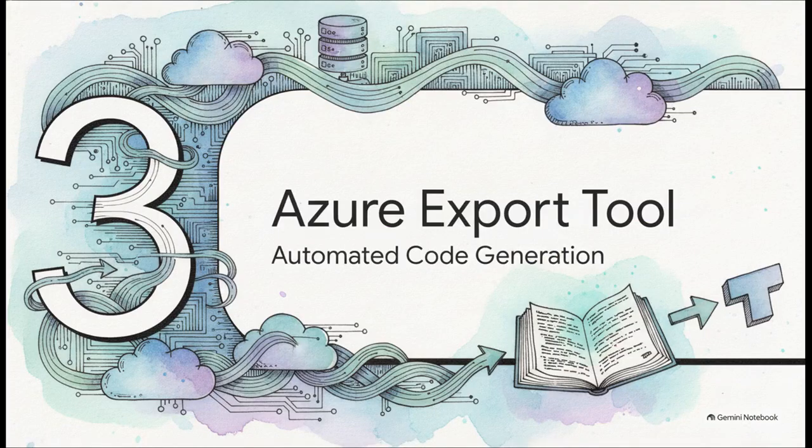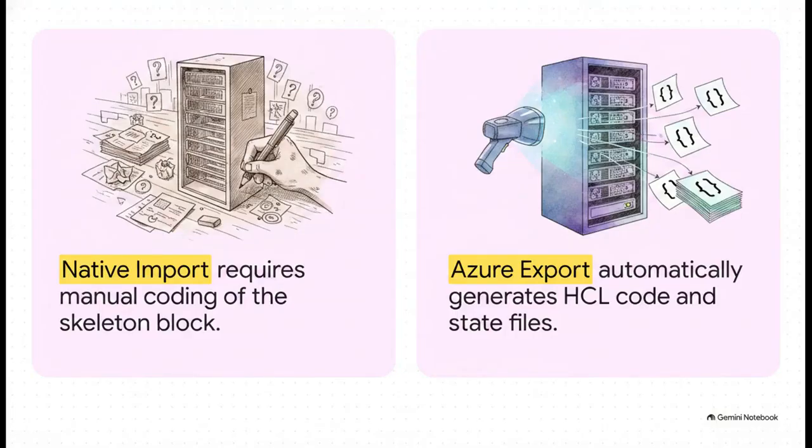Thankfully, we've got Section 3, Azure export for Terraform. When we compare the native method with this tool, the difference is literally night and day. Forget that tedious skeleton block. Azure Export for Terraform, which you might remember as Azure Terrafy, acts as a full clone. It automates the heavy lifting by generating both the HCL code and the state file for you, completely automatically. The tool interrogates the Azure API and writes the entire resource definition out for you.